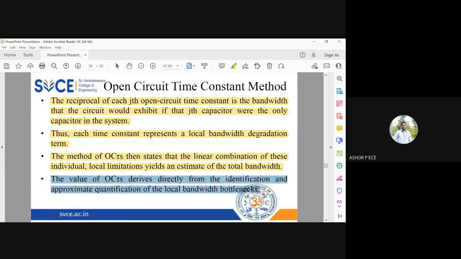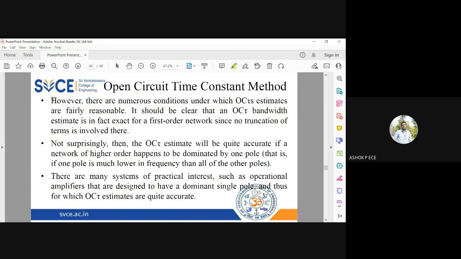This OC method is very effective because we identify the different components in our circuit which are the main cause of limiting bandwidth. So we are doing it directly, and it removes the bottlenecks in the computation of bandwidth. There are many techniques showing that the OC estimates are reasonably fine, and they say that first order is going to provide the best estimate. As you go to higher orders, the bandwidth degradation starts, and the estimate will not be accurate.